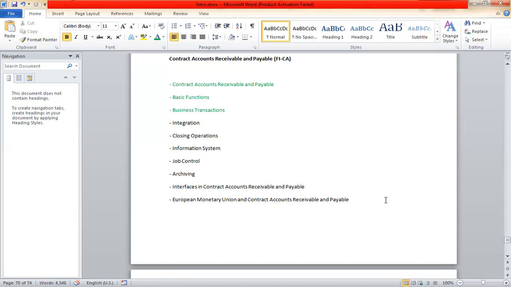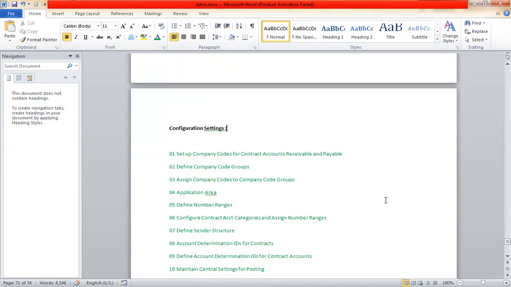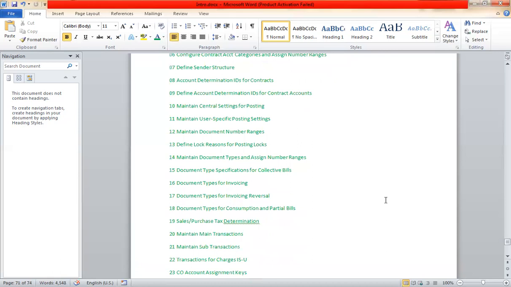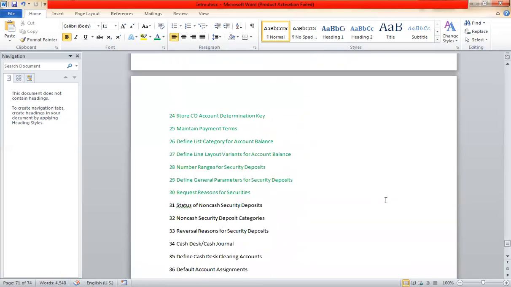So we are almost 50% through, and we will require the same amount of time more to cover the rest of the topics. In the configuration settings also, we have gone through all these topics, starting from the first one up to this.